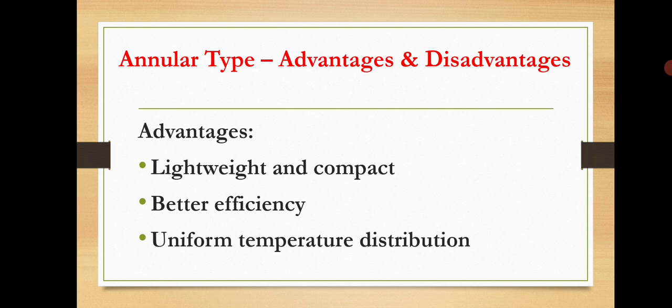The advantages of an annular combustion chamber are that it is lightweight and compact due to its single ring-shaped design. It provides better efficiency because of smooth airflow and reduced pressure loss. It also ensures uniform temperature distribution, leading to stable and reliable engine operation.